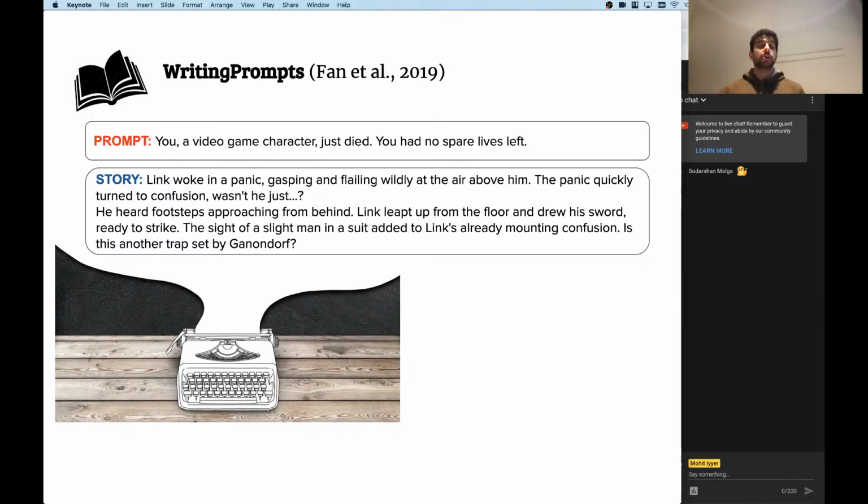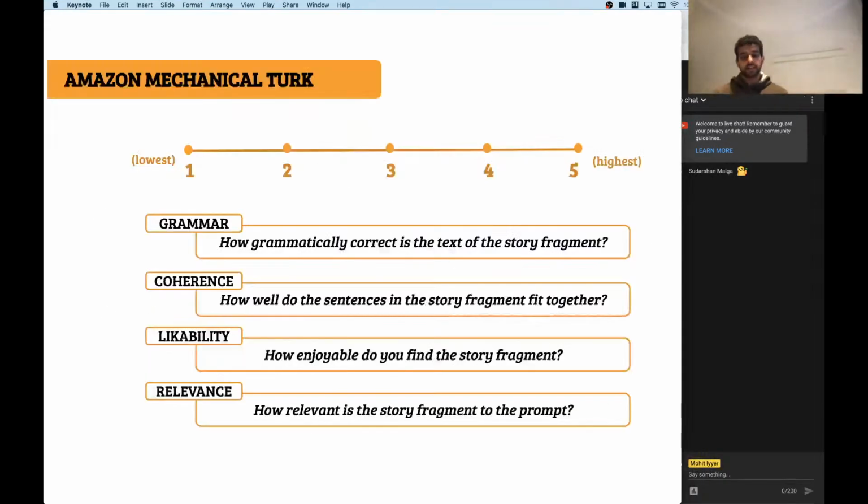We can show our model-generated stories to human raters and ask them to rate the text on various properties. This is what's commonly done with all of these open-ended tasks: people will go to a platform called Amazon Mechanical Turk. How many of you have heard of this? Basically it's a platform run by Amazon where you can post small tasks, like given this paragraph, rate it from 1 to 5 on how grammatical it is.